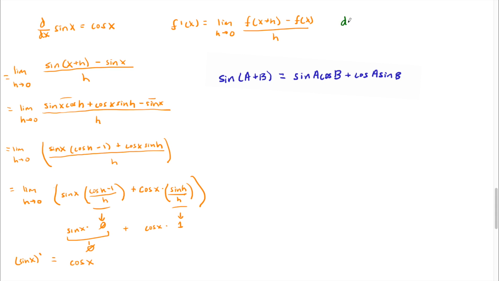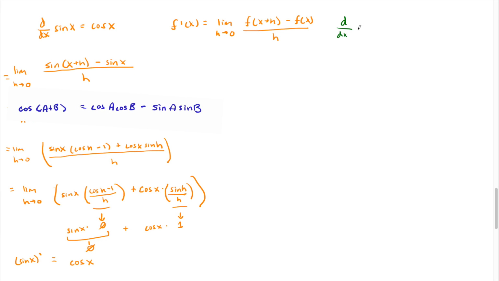Now, to show you how this works with the opposite, let me just move this over here so we could solve the derivative of cosine x, which is negative sine x.